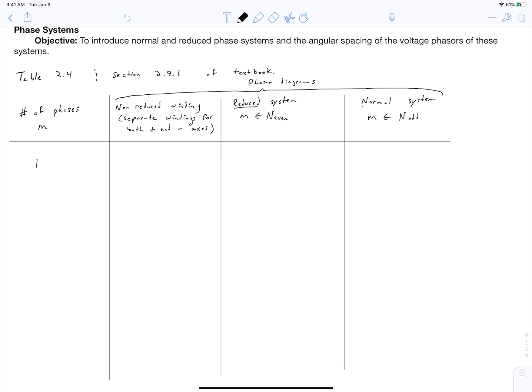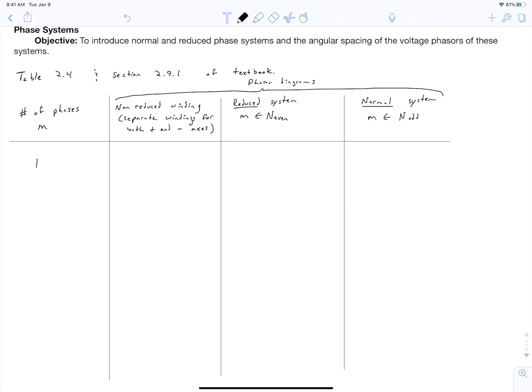And the definition of a reduced system is that our number of phases is an even number. And the definition of a normal system is that our number of phases is an odd number. And so before we categorize it, we're going to draw a phasor diagram of what a non-reduced winding implementation would look like. And a non-reduced winding is a winding that has separate phases for both the positive and negative axes.